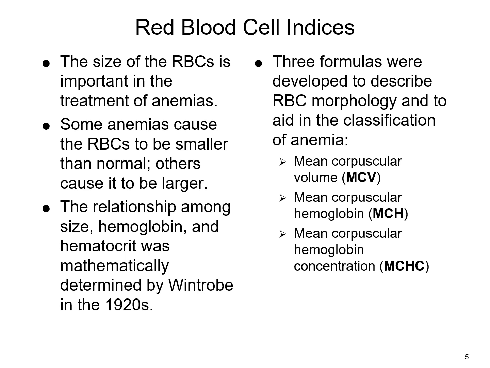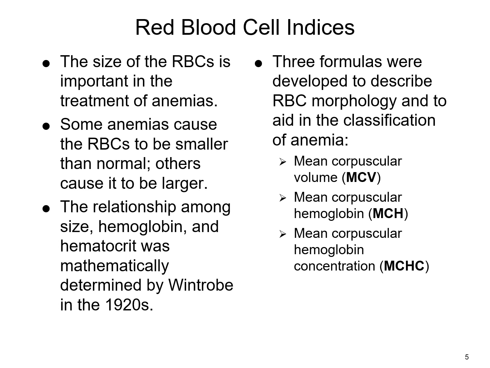So some anemias cause the red blood cells to be smaller than normal, while some of them can actually be a little bit larger than normal. So the relationship between the size, the hemoglobin content, and the hematocrit was all mathematically determined around 1920. So there are three formulas that were described to help you with red blood cell morphology, and the classification of that morphology, and being able to classify it into specific anemias. And you'll learn more about these anemias once you actually get into hematology.